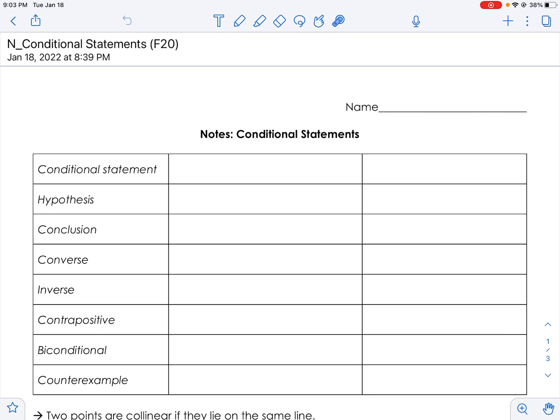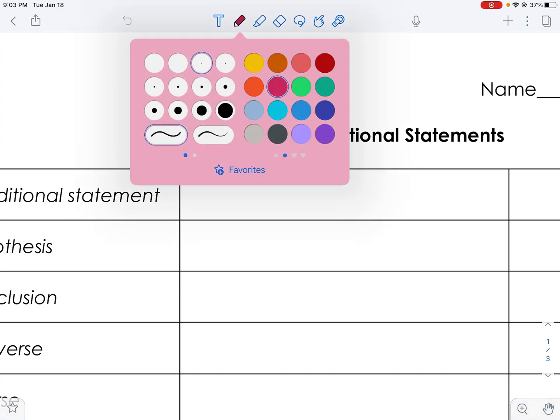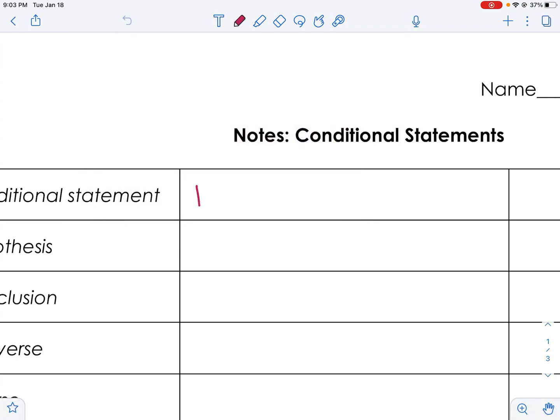Now, conditional statements are all about conditions. For example, if it's raining, then I'm probably going to wear rain boots because it's raining. Or if I'm tired, then I'm going to have some coffee. Conditional statements are all about the condition. And what we do in math is we look at those statements, rearrange them, and then determine the validity of them, if they're true or if they're false. So a conditional statement's all about the conditions, which means it has to have the words if and then. So a conditional statement is just an if-then statement.